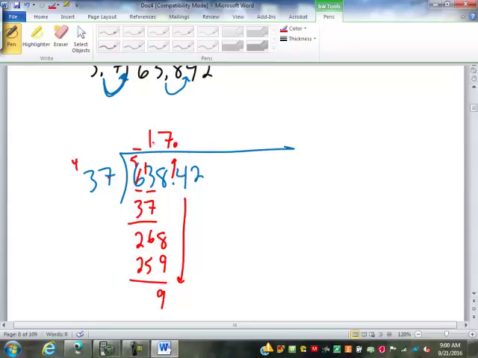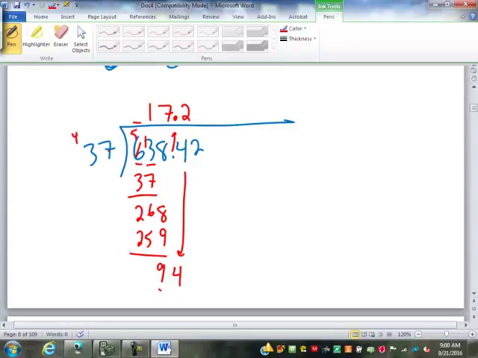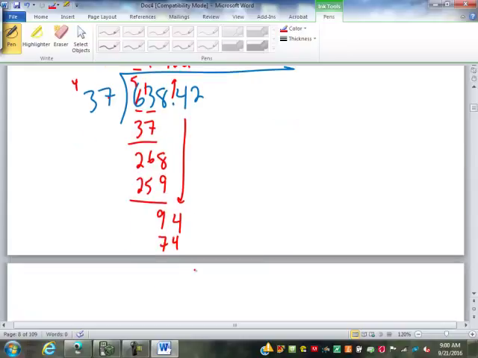Just like with addition and subtraction, we cannot cross the decimal point without doing something with it. It's just a matter of moving it to where it's going to belong. So now we can bring down the 4. Does 37 go into 94? How many times? Twice. 37 times 2 would be 74. There's 20 left over.